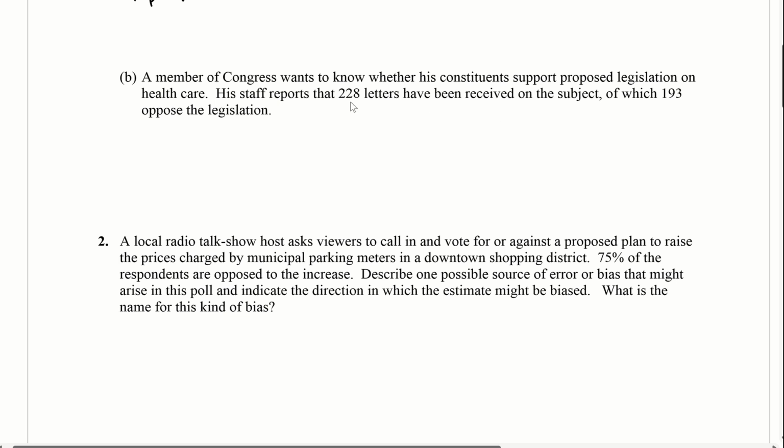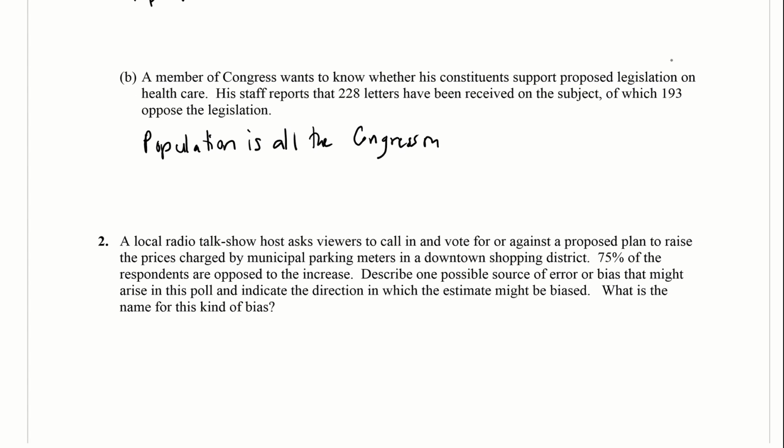That's fine. So a member of Congress wants to know whether his constituents support proposed legislation on health care. His staff reports that 228 letters have been received on the subject, of which 193 oppose the legislation. So we've got a member of Congress wanting to look at his constituents, right? He wants to know whether his constituents support legislation. So the population is all the congressman's constituents.